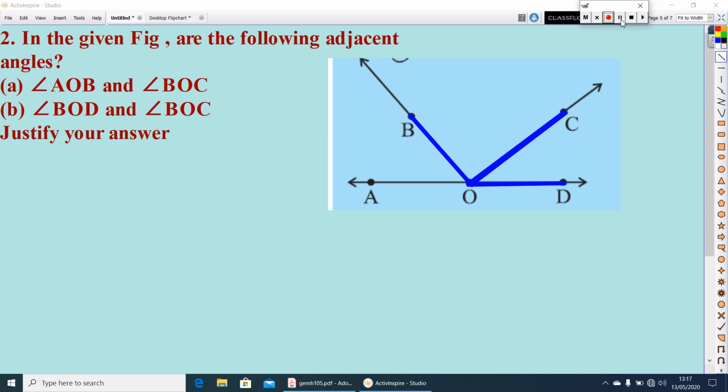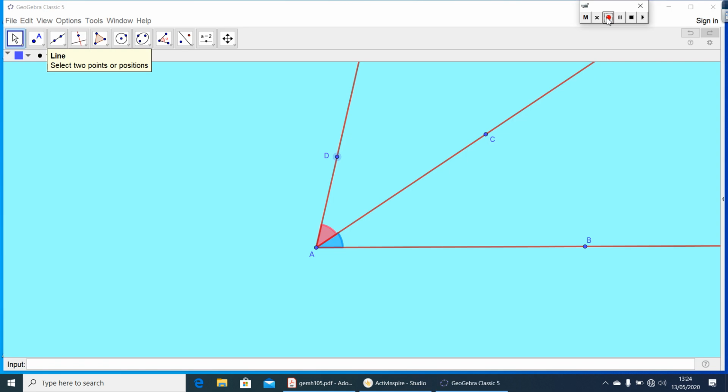Now let us see another pair of angles. Here you have a pair of adjacent angles. They are angle BAC and angle CAD. Now let me change the non-common arm. Here AC is the common arm and the non-common arms are AB and AD.